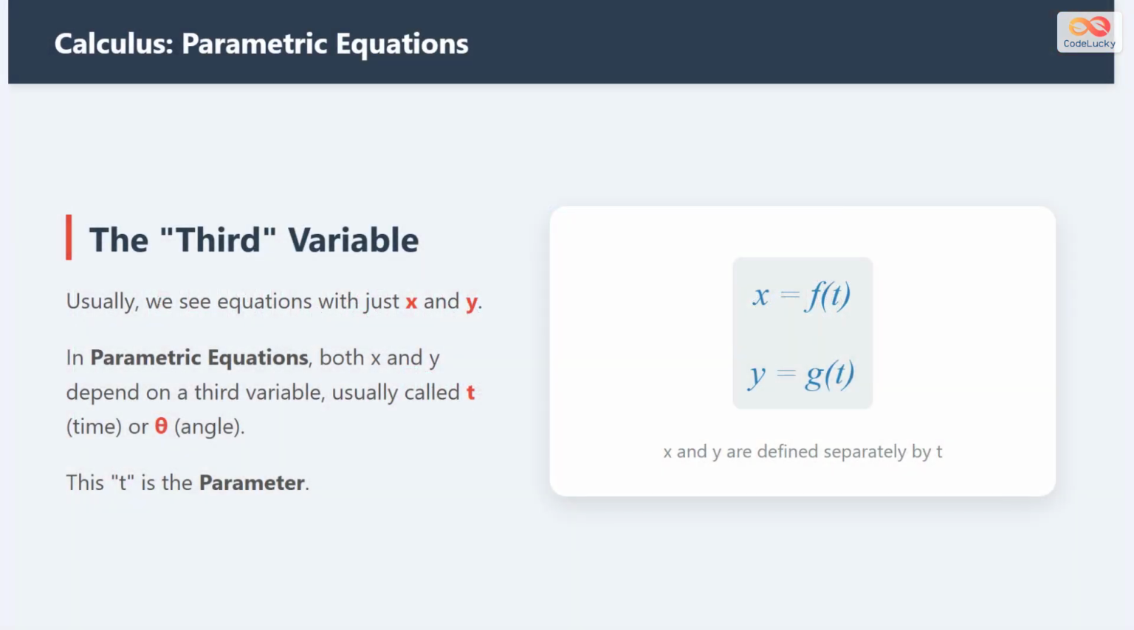First, let's understand what parametric equations are. Typically, you are used to equations involving just x and y. However, in parametric equations, both x and y depend on a third variable, which we call the parameter. This is usually denoted by t, representing time, or theta, representing an angle.